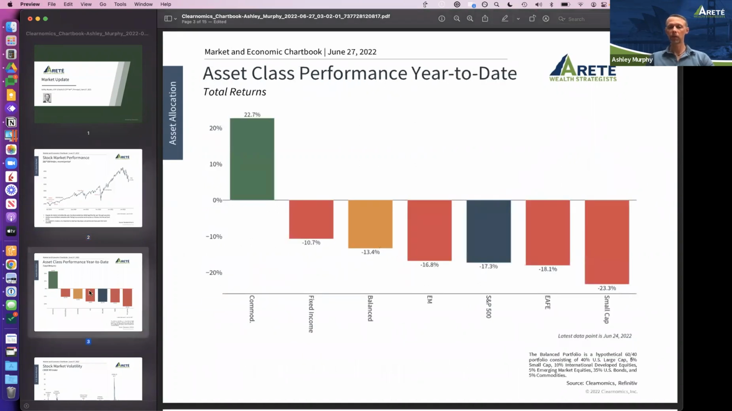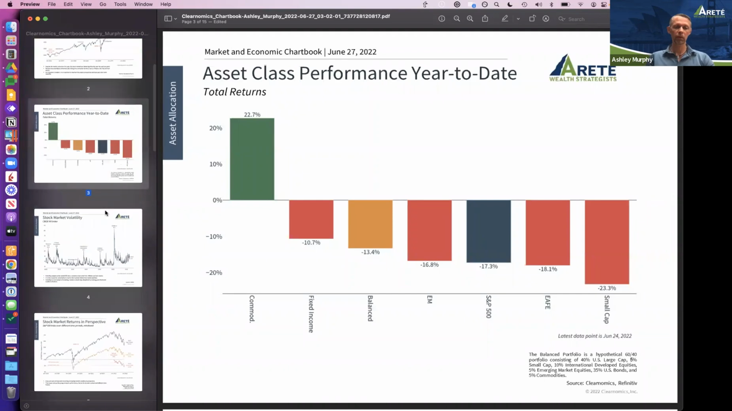So it's been a pretty broad market decline. Here's what we've seen. It's unfortunately been a case of rising interest rates, which leads to a decline in bond prices and equity prices. So pretty much everything is down except for commodities. We'll talk about commodities a little bit more in a moment, and what we don't like about commodities.